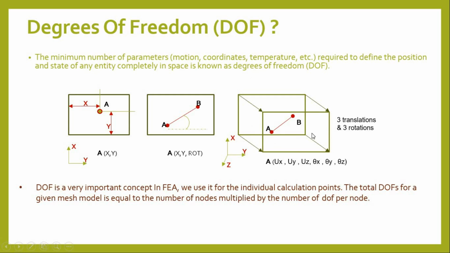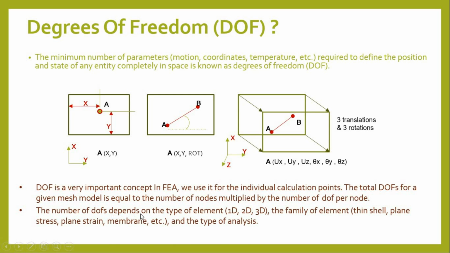Suppose there are 100 nodes for this cube, each having 6 degrees of freedom. The basic equation will be 100 into 6. The number of degrees of freedom depends upon the type of element, like 1D, 2D or 3D, and the family of the element, whether these are thin shell, plane stress, or membrane elements, as well as the type of analysis. We'll discuss this in a later slide.